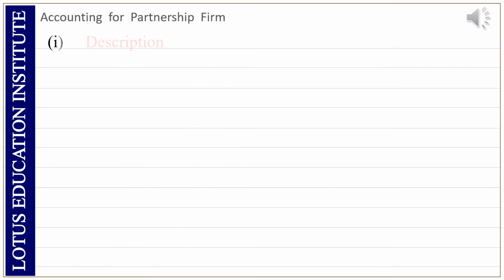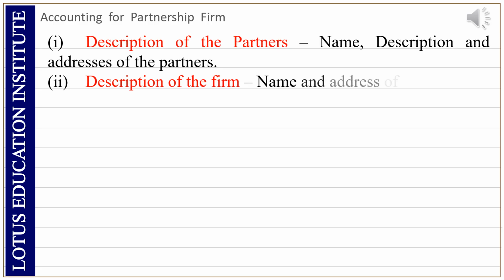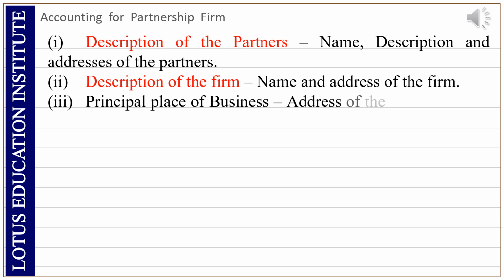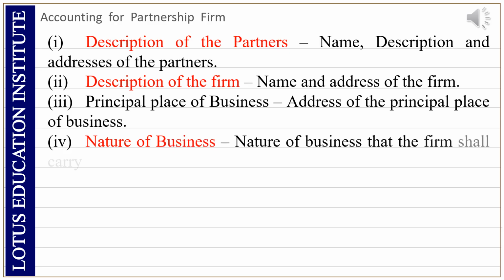1. Description of the partners: name, description and addresses of the partners. 2. Description of the firm: name and address of the firm. 3. Principal place of business: address of the principal place of business. 4. Nature of business that the firm shall carry on. 5. Commencement of partnership: date of commencement of partnership.